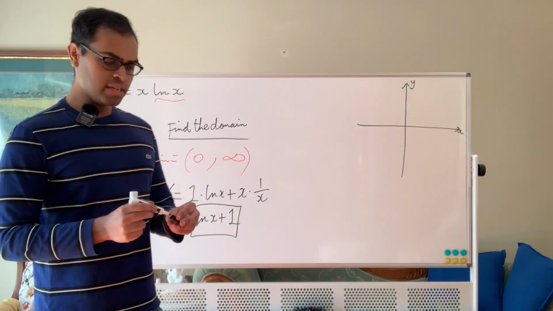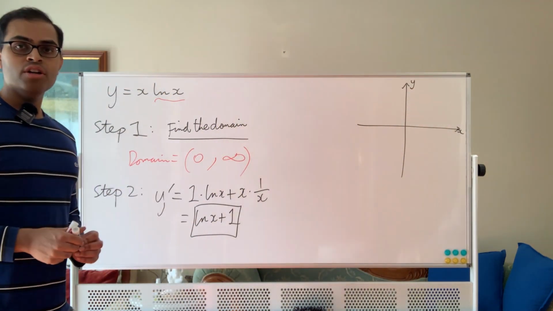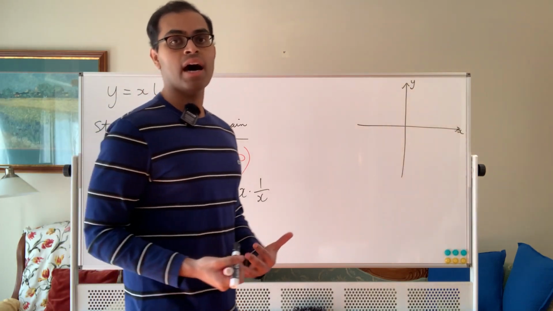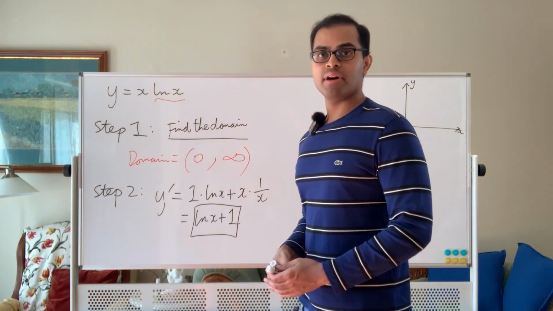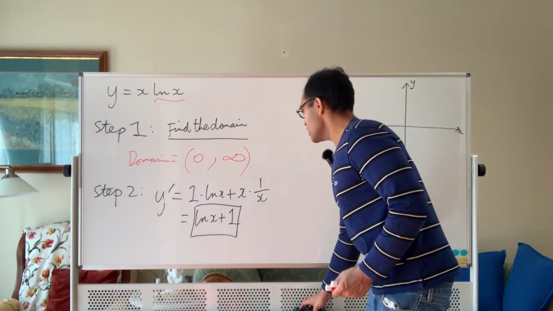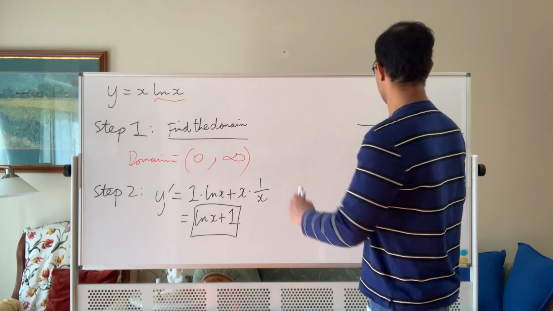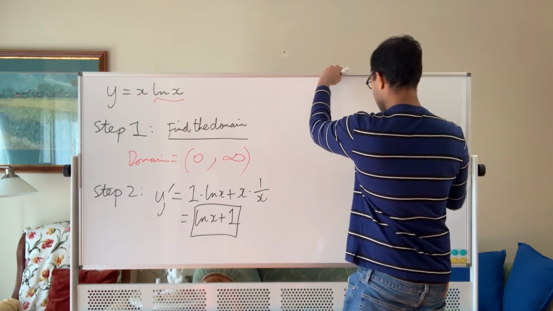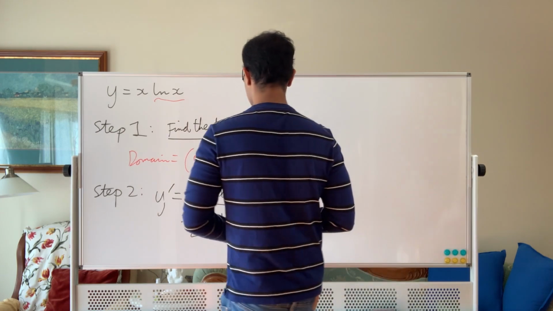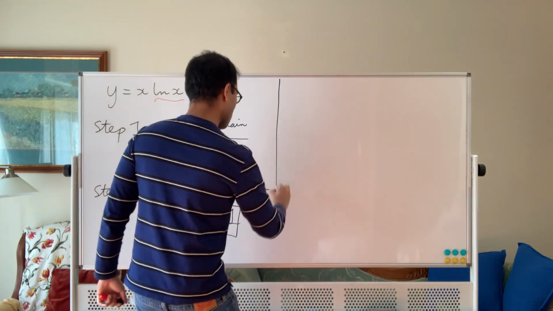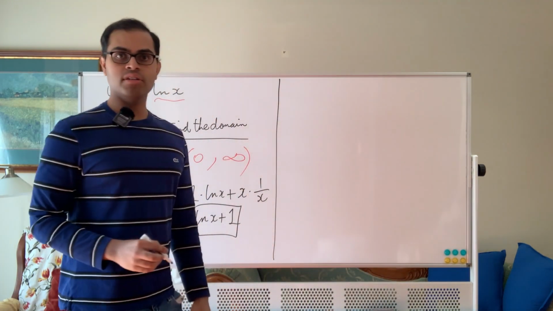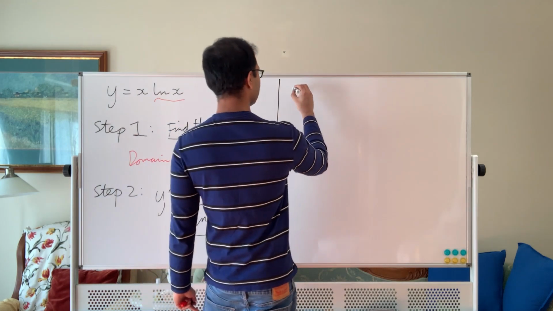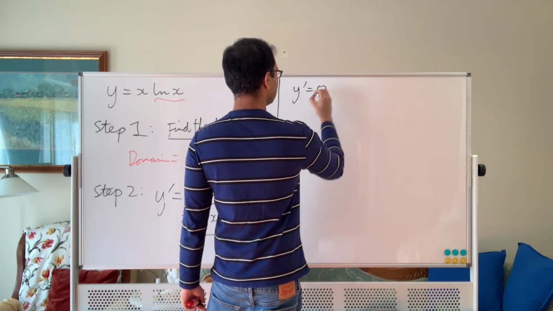And now we want to set the derivative equal to 0 to figure out what the critical points are and where the minima and maxima are. Okay, so let me get into that now. I'm going to maybe even erase this graph that I've just drawn, just to create some space on the board. So we're now going to figure out when the derivative is equal to 0. So we can set y prime equal to 0.